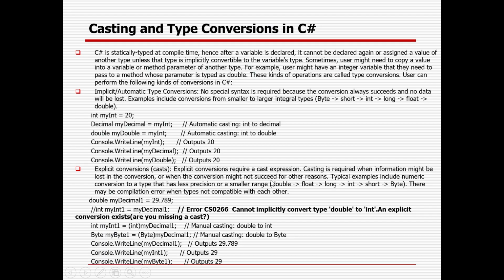So that is the way you can deal with implicit, which is automatic type conversion, and no rule is required. You can easily convert automatically from lower to higher integral values, or smaller to larger integral values. But in case you want to convert from larger to smaller integral types, you cannot do it. It will throw an error, so you have to cast it. That is called explicit conversion.